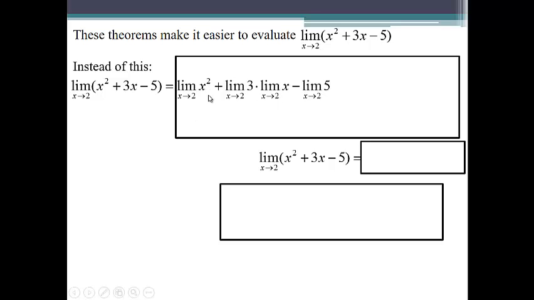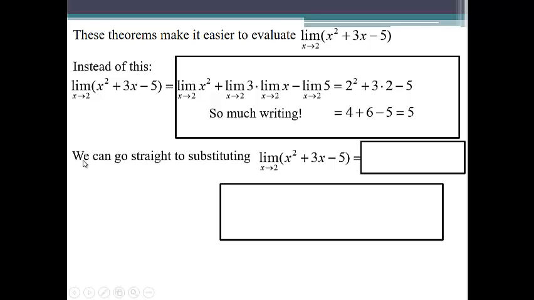So the limit of x squared is 2 squared, so 4. The limit of 3 is always 3. The limit of x, plug in the 2. And then the limit of 5 is always 5. So now it's just purely mental math, and that will result in 5. Okay, so that is a lot of writing.